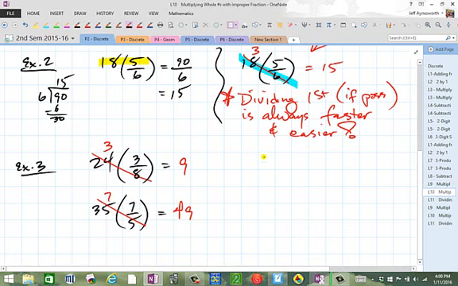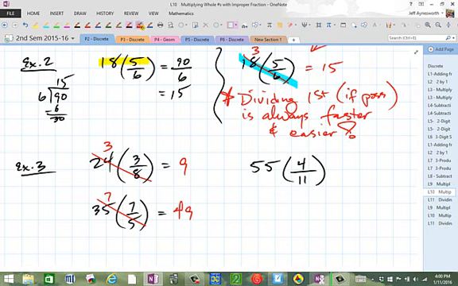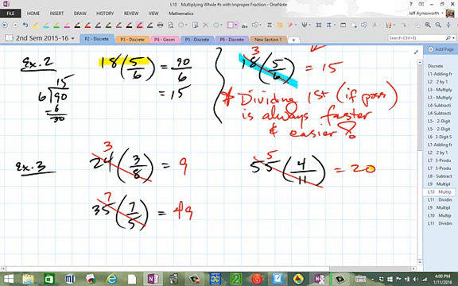All right, let's do a few more times. Let's take 55 divided by 4/11. It looks complicated. 55 times 4, I mean, some people can do that in their head, then divided by 11 here. But hey, let's do it the easy way. 55 is divisible by 11 5 times. All right, 5 times 4, 20.